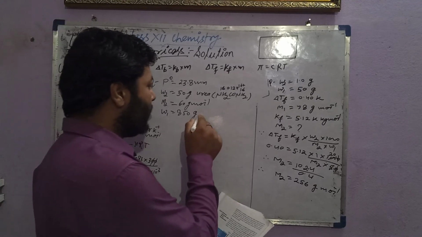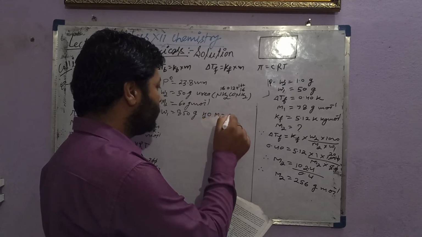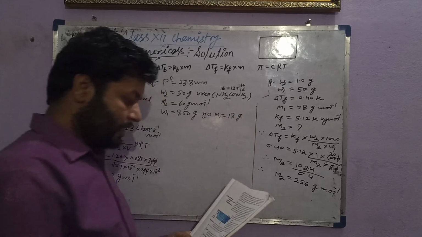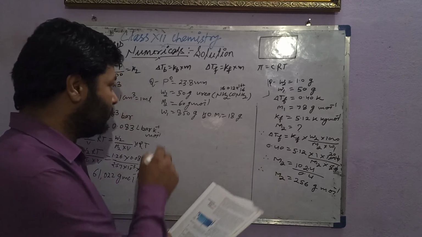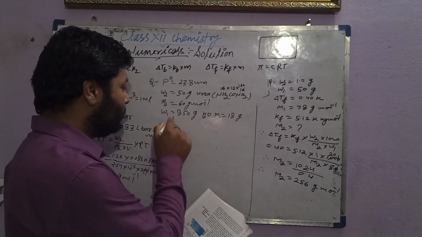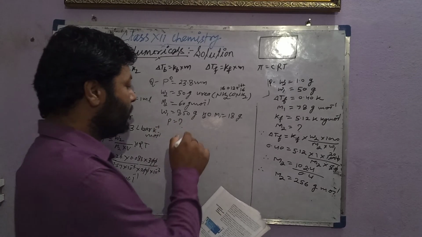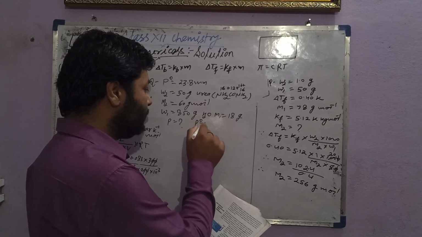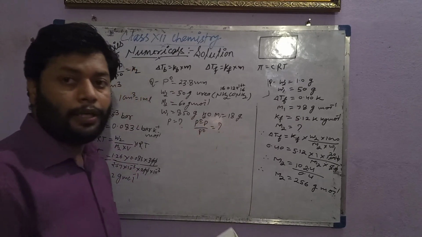So you have to use water. The molar mass of water is 18 gram. Calculate the vapor pressure of water for this solution. Means they are asking about P and the relative lowering, P naught minus P upon P naught. That is called relative lowering.